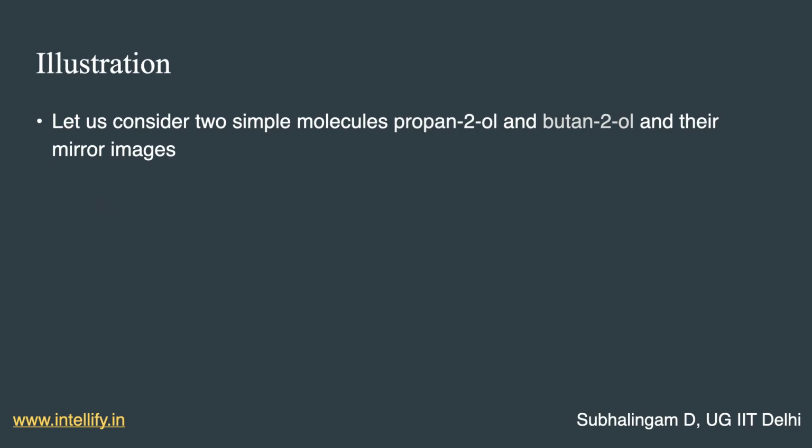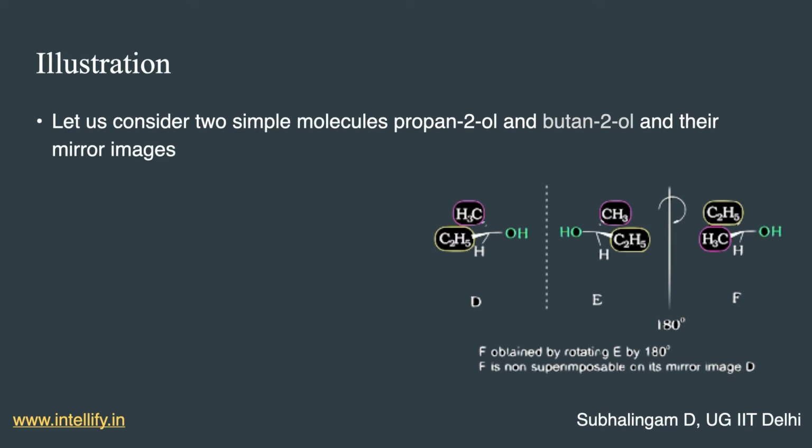Now let's take butan-2-ol. I take a molecule D, that is on my left of the screen, and I place it in front of a mirror. I get the molecule E, that is the mirror image of D. Now I rotate E by 180 degrees, and that is F. F is obtained by rotating E by 180 degrees, but F is non-superimposable on its mirror image D.